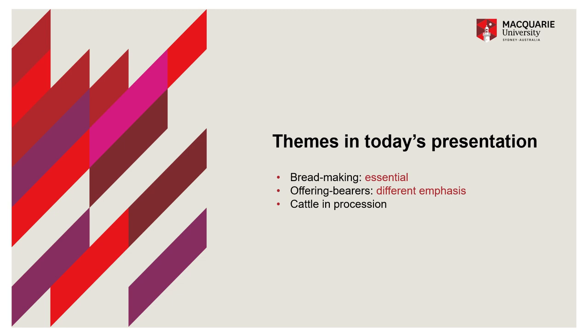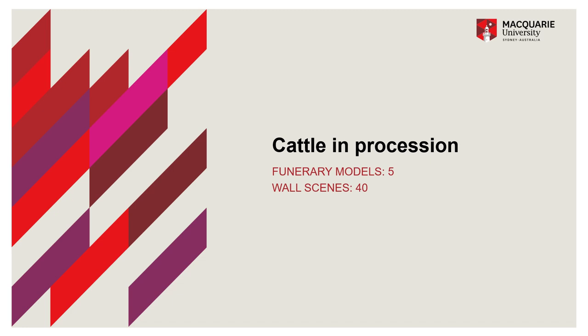So turning to our third theme, which is cattle in procession. Cattle forms a vital part of ancient Egyptian society due to the esteemed value of their products and services. They were the most highly valued domestic animal. Only the highest elite could afford a herd of cattle, and so representations of cattle in procession convey the superior status and wealth of tomb owners.